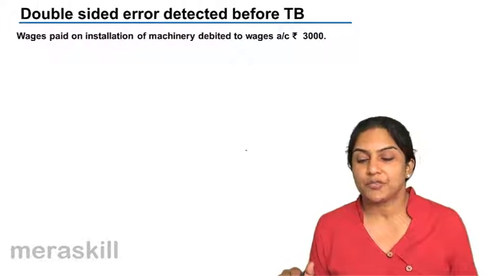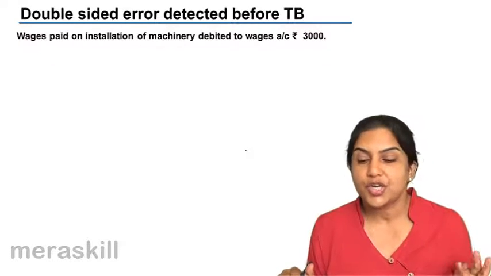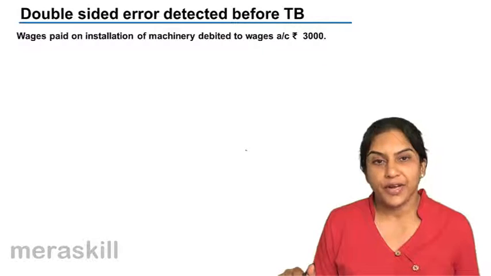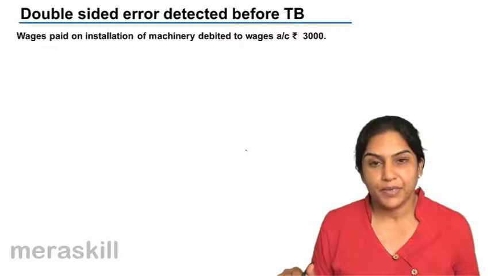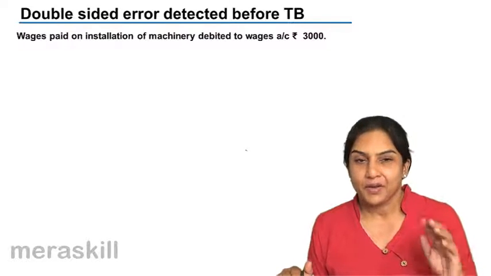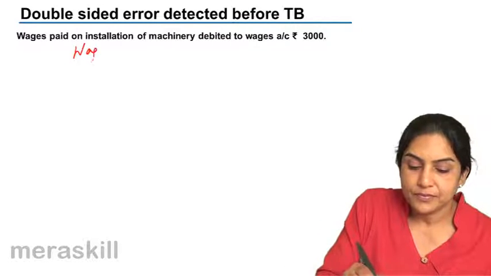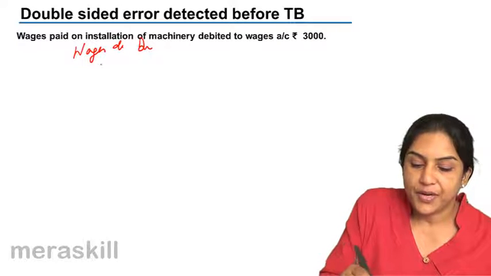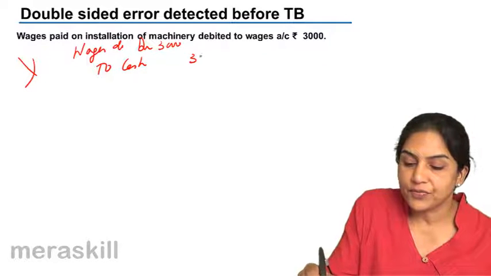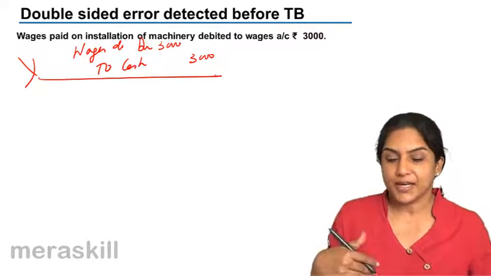Wages paid on installation of machinery debited to wages account. Wages paid on installation of machinery should be debited to machinery account, not wages account. How would we rectify that? Machinery account needs to be debited. We would debit that. Credit wages account since it has been wrongly debited. Having said that, let's just see what is the entry that has been passed. Wages account debit to cash. This is what? The wrong entry. 3000. Right? This is the wrong entry. If this is the wrong entry, we will reverse this and pass the correct entry.